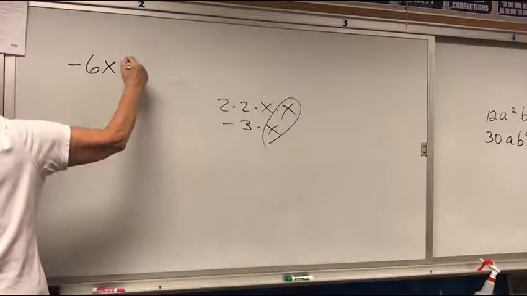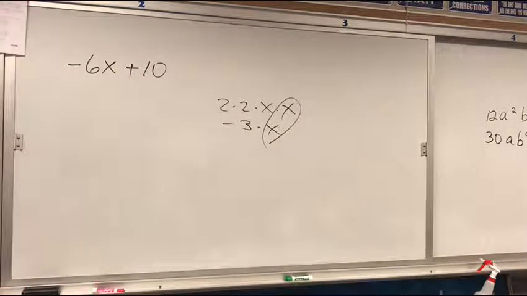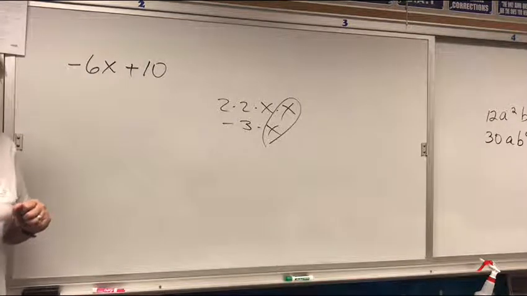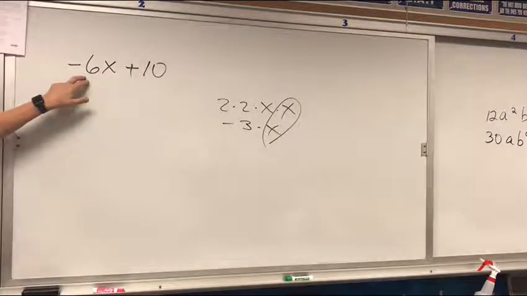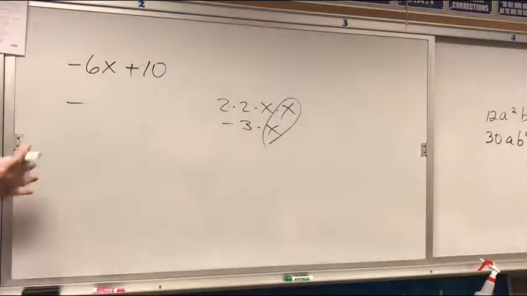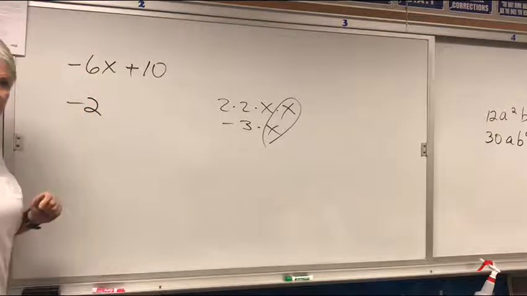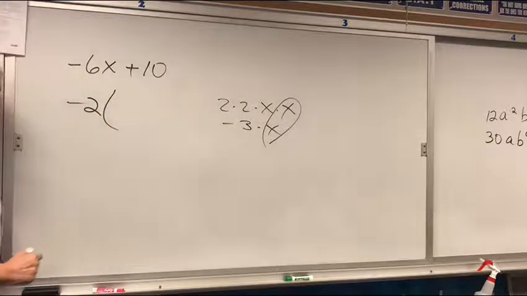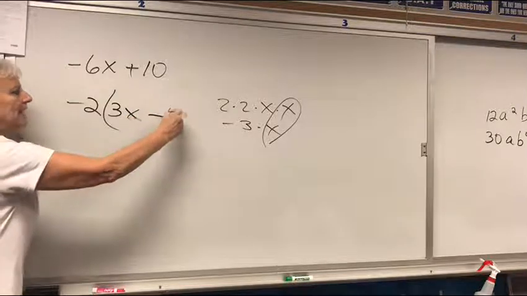Negative 6x minus 10. Let's make it plus 10. If your leading coefficient, negative 6, is negative, we're going to pull out a negative no matter what. Now, what is the greatest common factor of 6x and 10? 2. But we're going to pull out a negative 2 only because the leading coefficient can't be negative inside the parentheses. So what do we get in here? 3x minus 5.